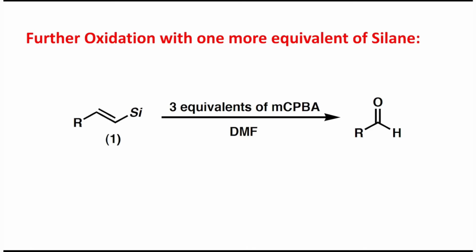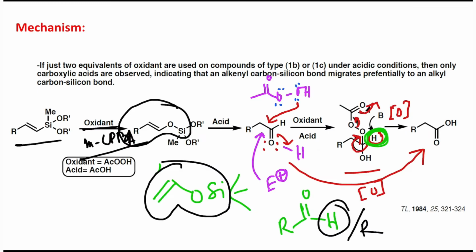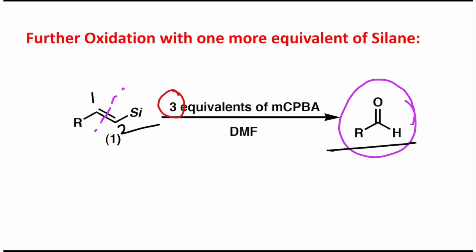So if you take 3 equivalents: the first equivalent results in aldehyde, the second results in carboxylic acid, first aldehyde then carboxylic acid. And right now, 3 equivalents of m-CPBA produce an aldehyde, but one carbon less. Actually there were 2 carbons after this R, but right now 1. So why is this happening, what is the extra m-CPBA doing and how?